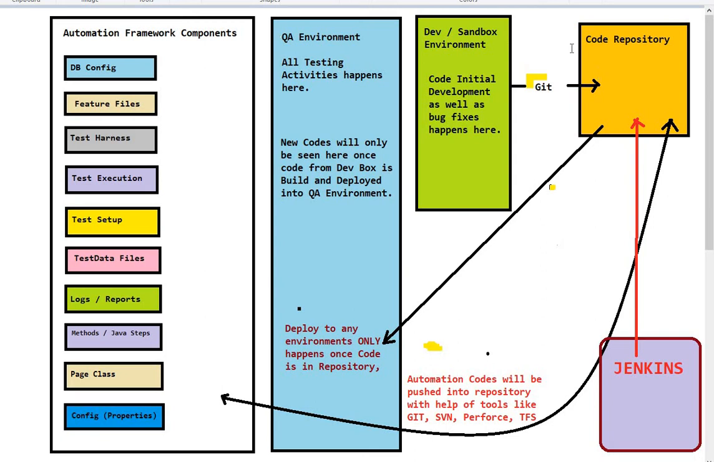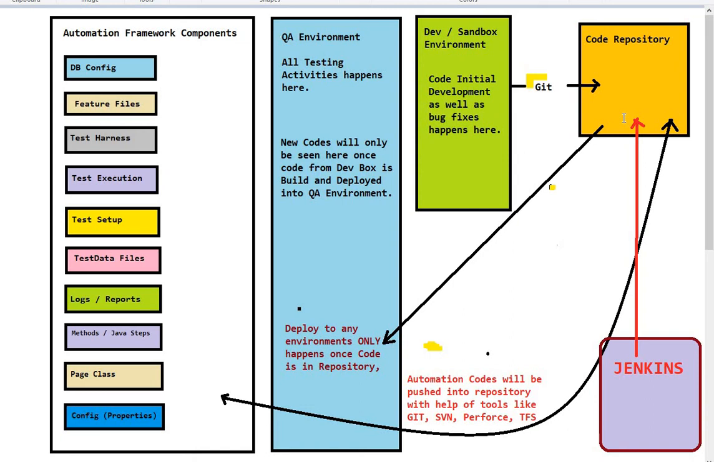Once the code is there, they do a build, where all the different jars or artifacts that need to be loaded are gathered, and the whole code is compiled and made into a package. Once that is done, they deploy it. There are different ways to deploy code from one environment to another. For now, let's say you deploy, and only then will you be able to see the code in the QA environment that you are actually working on.